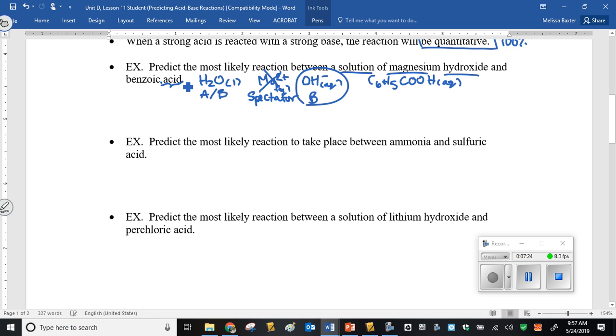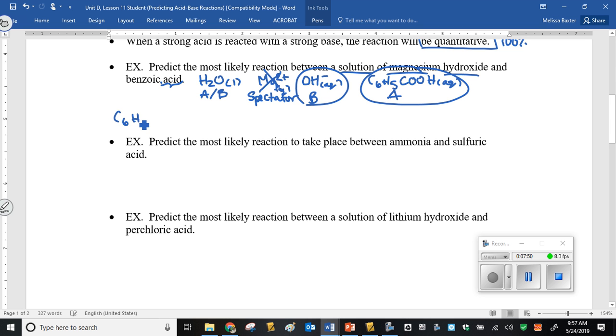Frequently, because acids have the word acid in their name, it kind of gives it away. But I would still check just to make sure. Benzoic acid is right underneath the fold in your data booklet, so it's the first one on the second page. It is certainly a stronger acid than water. So those are my two choices. I'm going to pick benzoic acid as my acid and hydroxide ions as my base.